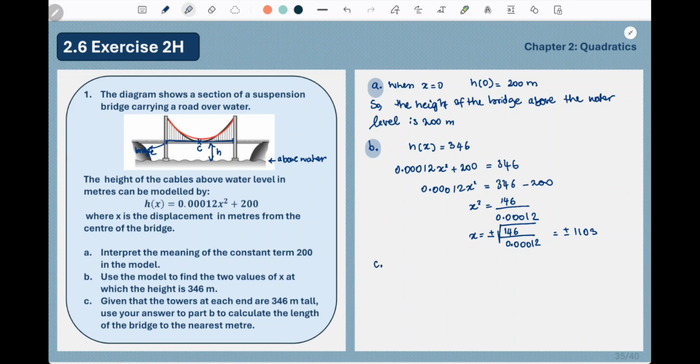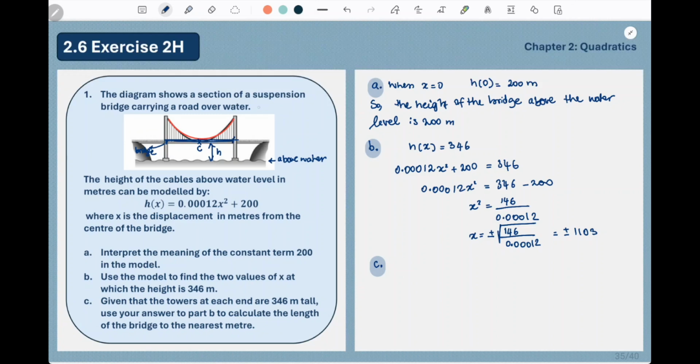So we move on to question C, and we will be using these values because it says, given that the towers at each end are 346 meters, use your answer to part B to calculate the length of the bridge to the nearest meter. So we want to know the length of the bridge, so this length over here. We want to know how much it is.